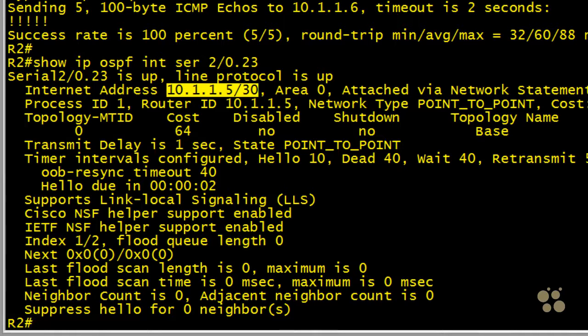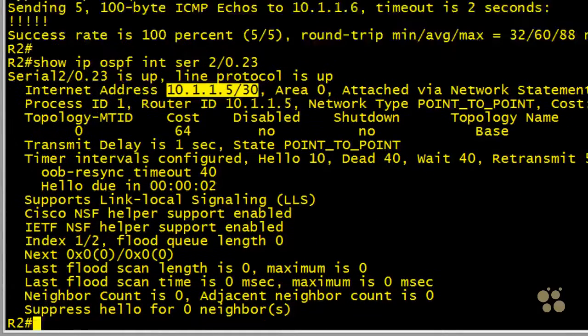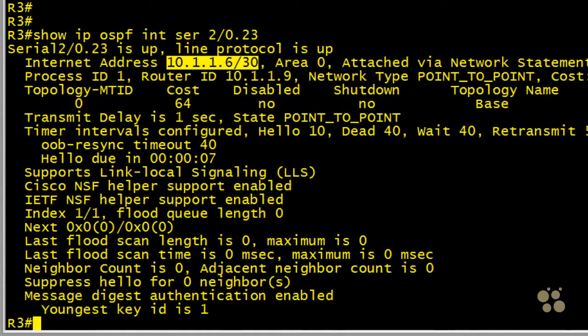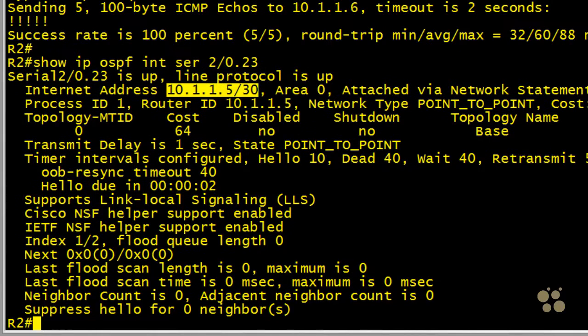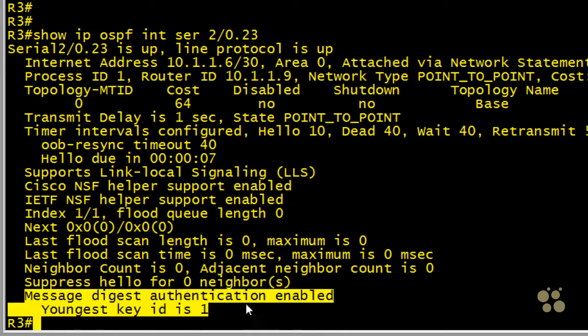So what's different as we go between R2 and R3? As I'm toggling back and forth between R2 and R3, I notice that one of the outputs is just significantly bigger. R3 has a longer output than R2, and I want to see what the difference is. The last line here on R2 says suppress hello for 0 neighbors. If we go to R3, the last line says, oh, there it is. It says message digest authentication enabled, youngest key ID is 1.